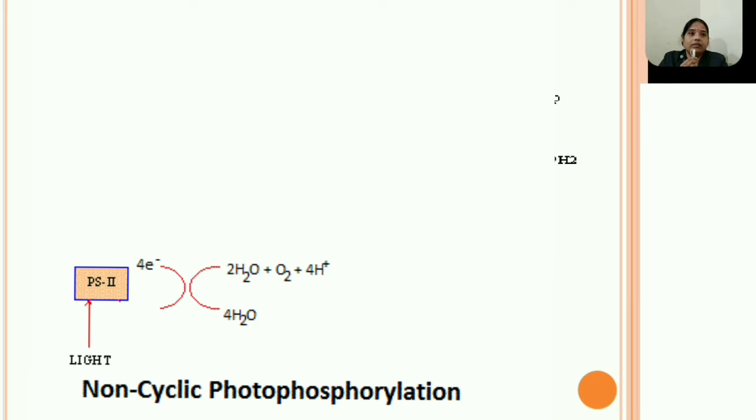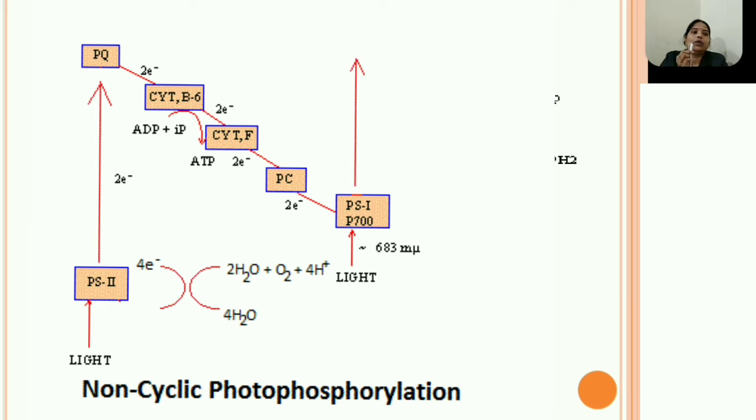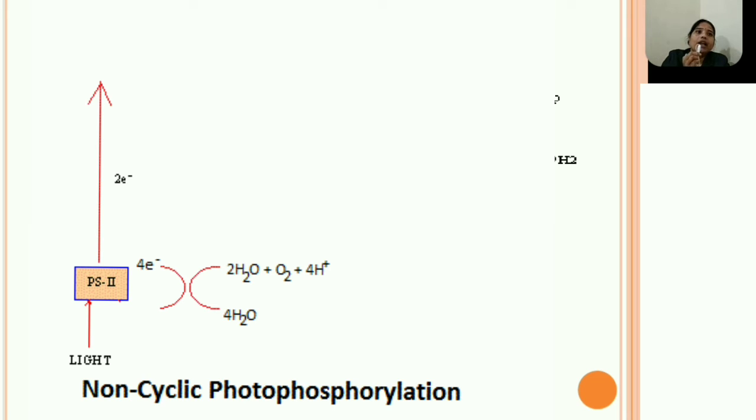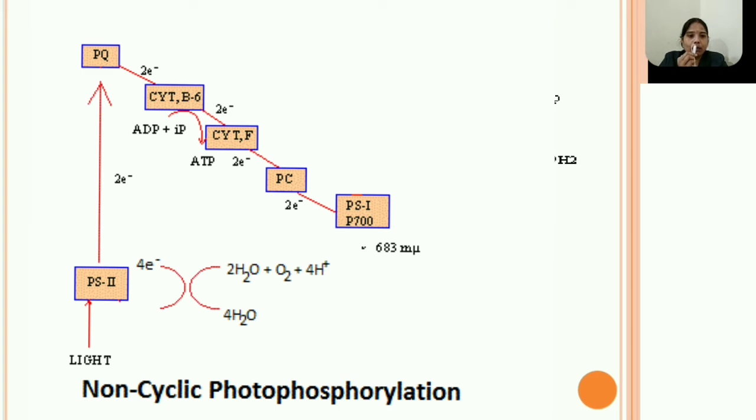Here, photoexcitation of PS1 occurs. Photosystem 1 gets excited and transfers the electron to the first acceptor, FRS. From FRS, the electrons are transmitted to FD, ferredoxin. Reduced ferredoxin transfers the electron to NADP, and the protons are accepted by NADP to form NADPH2, with the help of the enzyme NADP reductase.